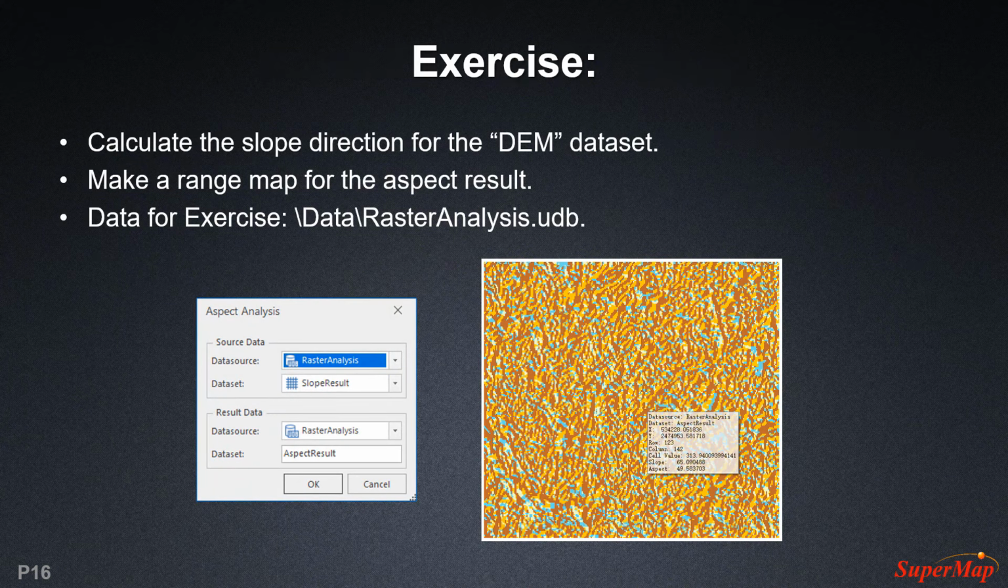So our exercise is to calculate the slope direction for the DEM dataset. We make a range map for the aspect result. So let's go ahead and do this.